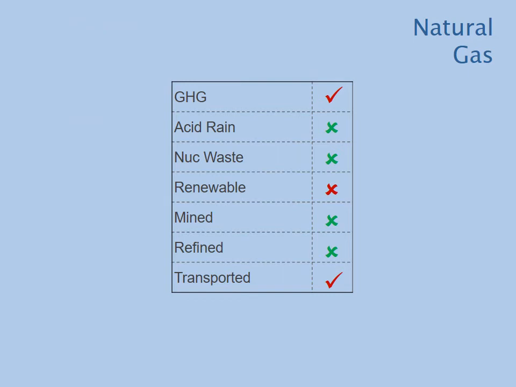Natural gas does produce greenhouse gases, but it is a clean burn, so it does not produce acid rain. It does not produce nuclear waste. It is not renewable. It does not need to be mined, nor does it need to be refined, but it does need to be transported to the location of the power plant via pipeline.